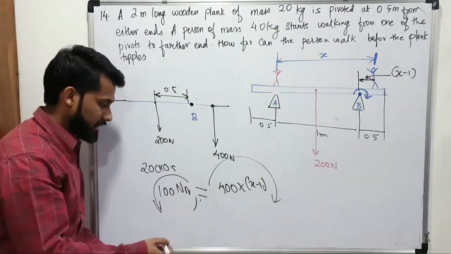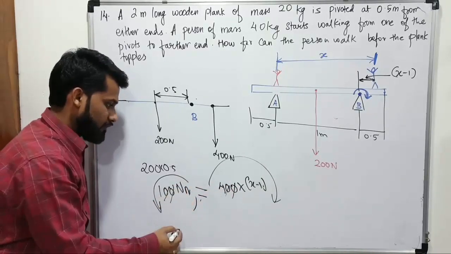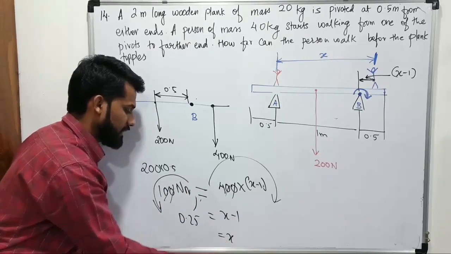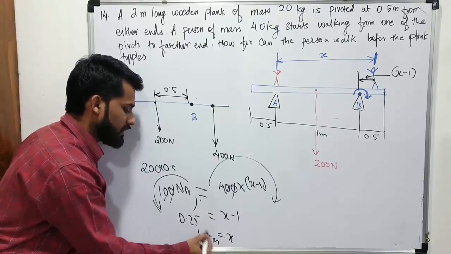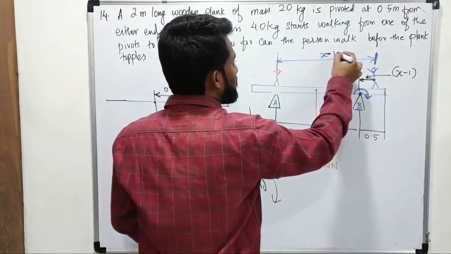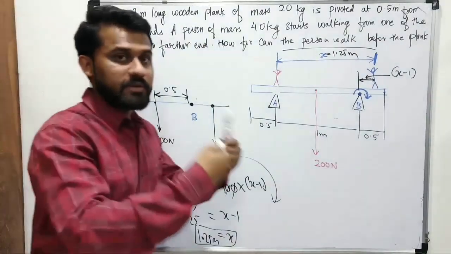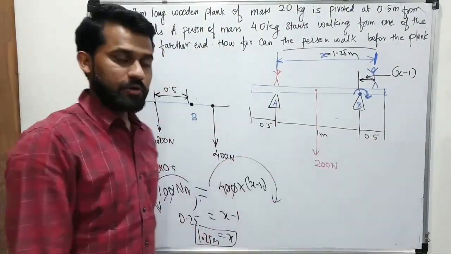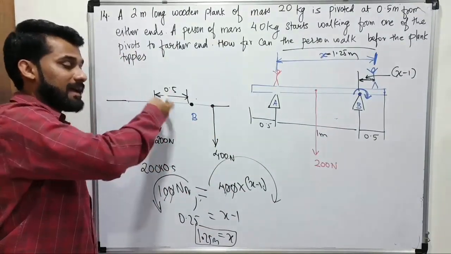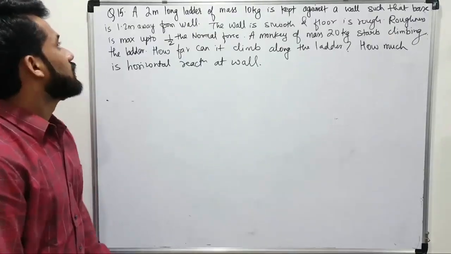So if you equate these two things, 400 will go in the denominator, and the value of 1 by 4 is 0.25, which equals x minus 1. So x will be 1.25 meters. So the person can walk from this point to this point, which is 1.25 meters, without the plank toppling. Once he crosses 1.25 meters, the plank is going to topple because the torque of his weight will be greater than the torque of the weight of the plank. So the answer for this question is 1.25 meters.